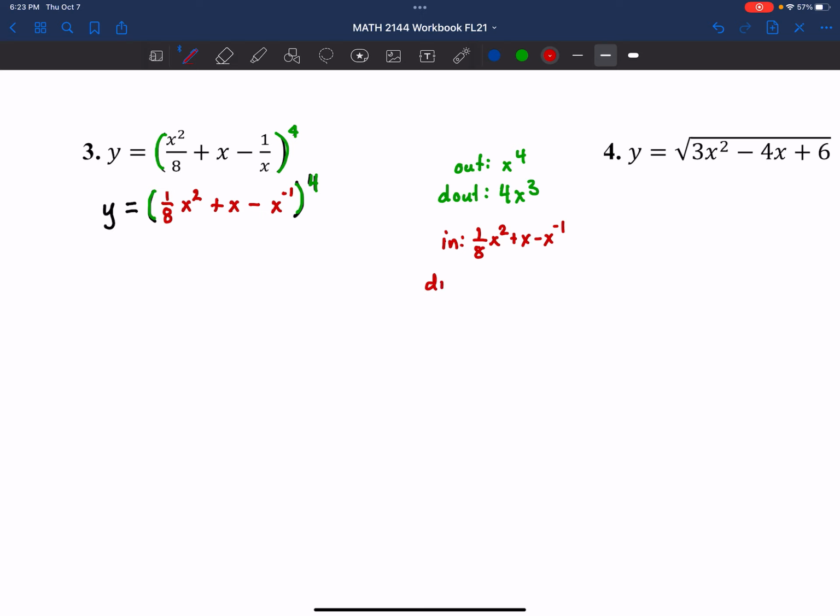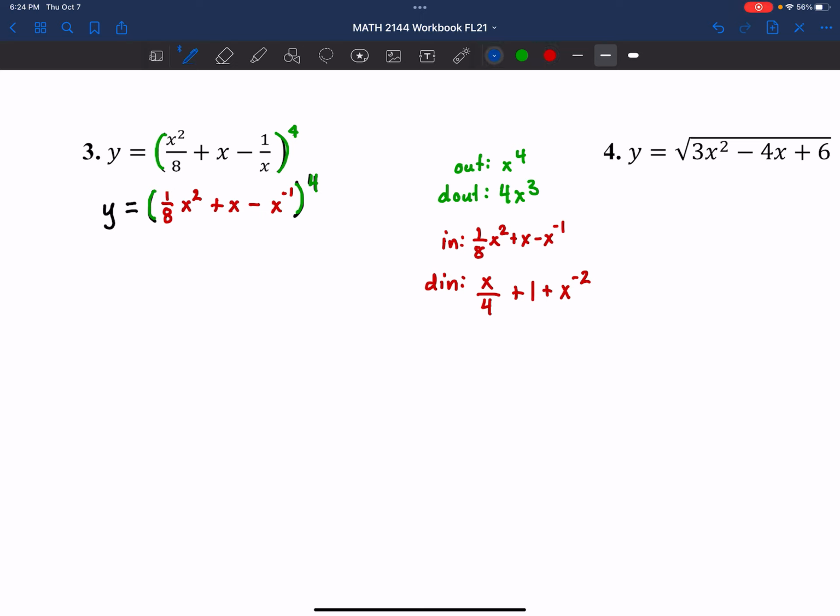So the derivative of the inner function is going to be, this 2 will come down right here, and then you'll have 2/8, but that'll just be 1/4. So this will be 1/4 x, or x over 4, plus 1 plus x to the minus 2. The double negative makes it positive.